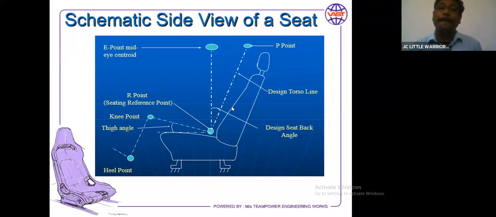And this is the torso line. This is the thigh. If a mannequin is made to sit here, this is the thigh of the mannequin, and this is the back of the mannequin. This is the side view, and this line represents the back of the mannequin. This is the design seat back angle, so the seat should be designed at this angle. The knee point is very important to access the brakes and the accelerator. The thigh angle is also very important. We need to maintain those knee points, thigh angle and heel point.